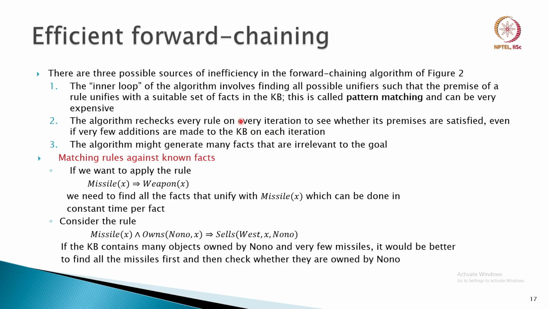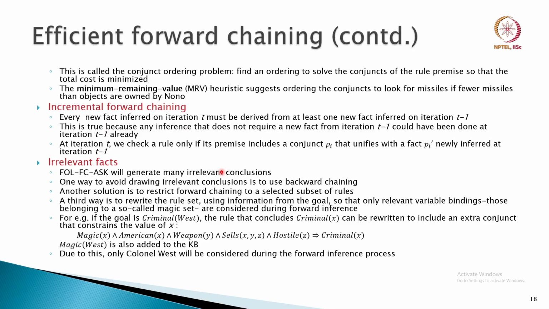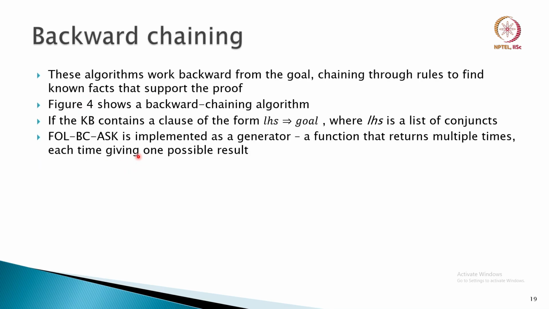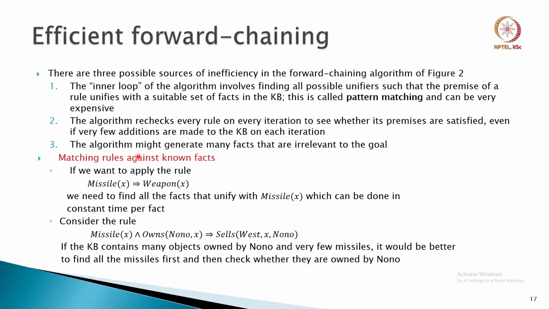So there are three things which can be done here. The first one is matching rules against known facts. The second one is incremental forward chaining, and the third one is removal of irrelevant facts. We will see this in the next session, how we apply these three characteristics to reduce the amount of time that is required for forward chaining, and from there we will go on to backward chaining. So in this session we will stop at this point.